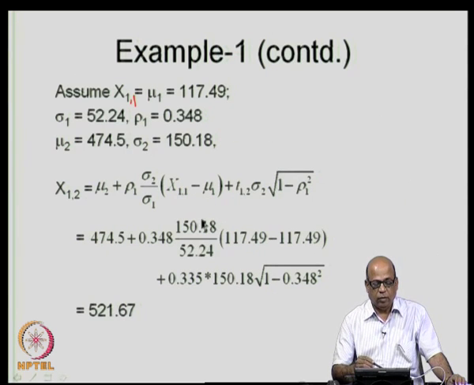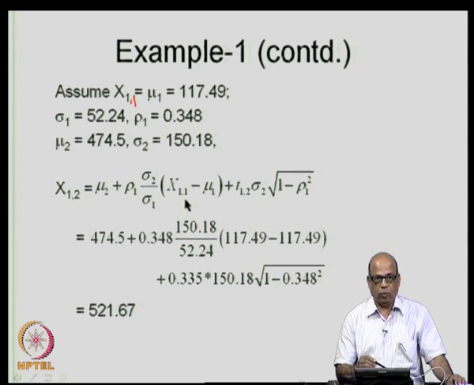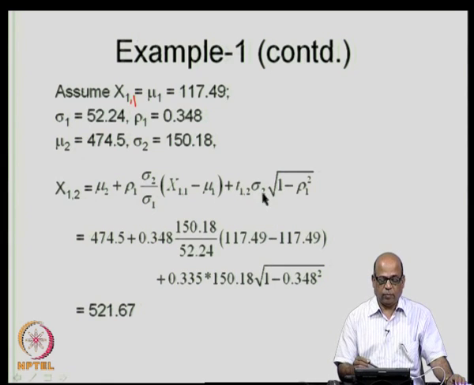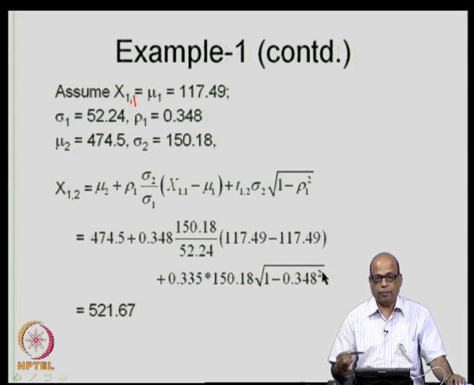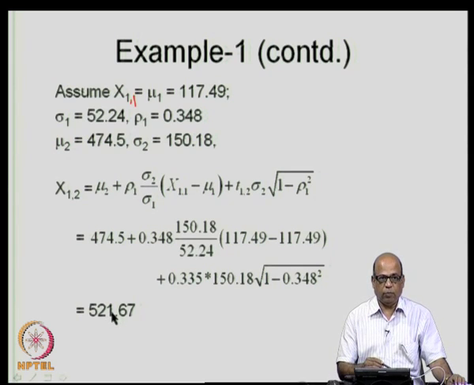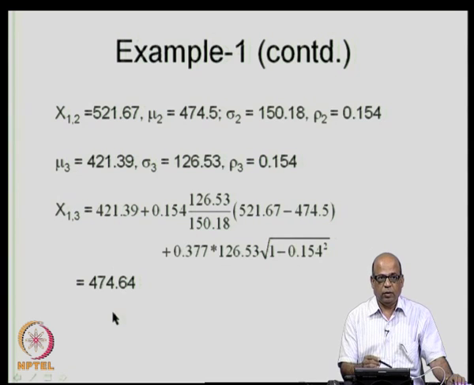So, this will be sigma j plus 1 by sigma j, and this term goes because we are assuming x 1 1 to be mu 1 itself. This is a standard normal deviate picked up from the table or otherwise, and this is your standard deviation for the second month into root of 1 minus rho 1 square. So, you get 521.67. Now, we use this 521.67 to generate x 1 3.